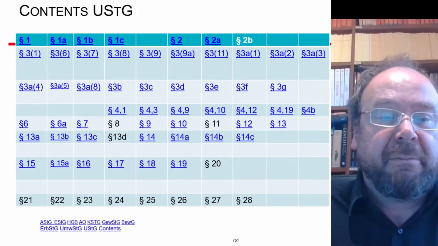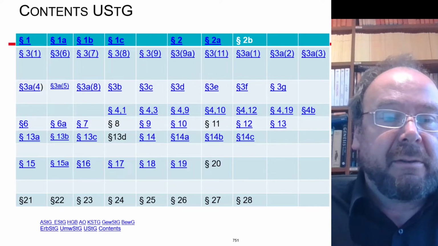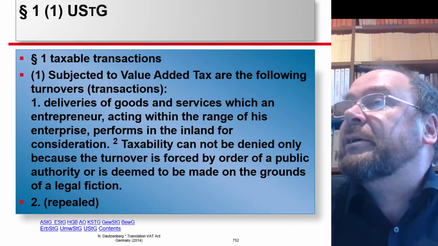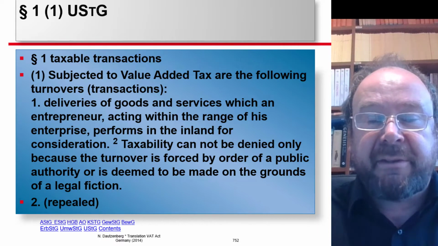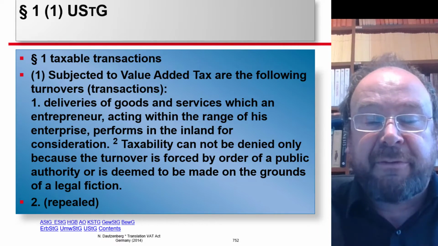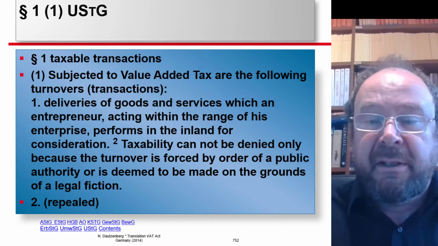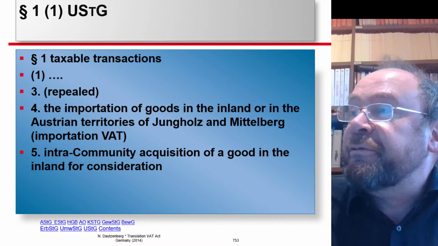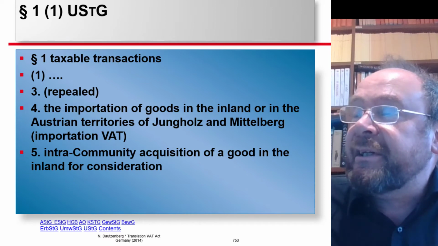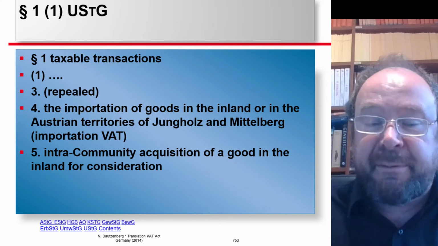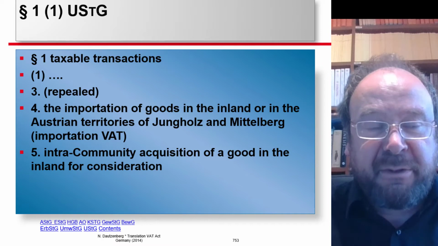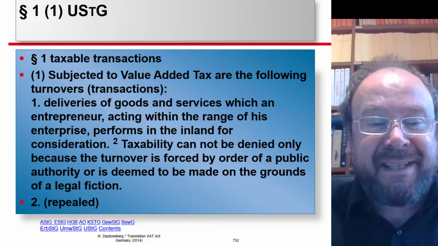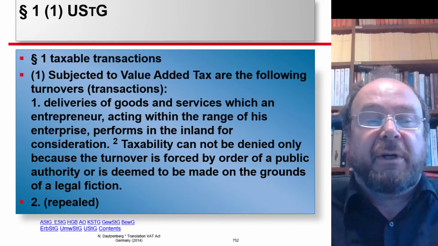and there we need paragraph 1. So paragraph 1, and here we are. Taxable transactions are deliveries of goods and services which an entrepreneur acting within the range of his enterprise performs in the inland for consideration. That's number 1. Number 4 is the importation of goods from third territories into the inland, and number 5 is the so-called intra-community acquisition. We can see that number 4 and 5 do not come into the question here, so what we have to check indeed is, as always, number 1.